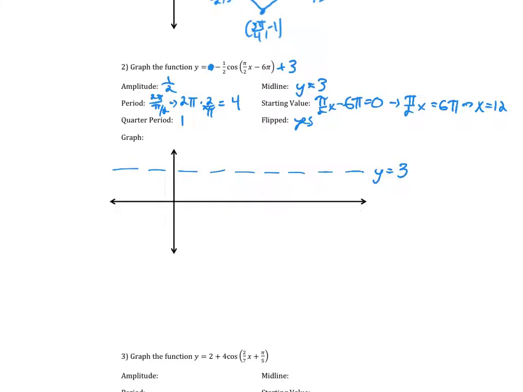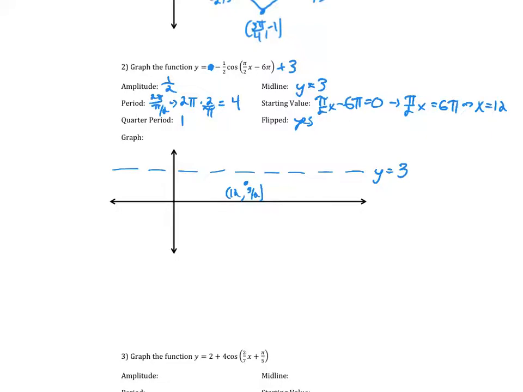If you started below, give yourself a pat on the back. So we're going to start the amplitude below the midline, which is 1/2. So I'm actually going to start at a y value of 2.5. I'm going to start somewhere here maybe, and that point would be my starting x value of 12 and my starting y value of 2.5, or 5 over 2.